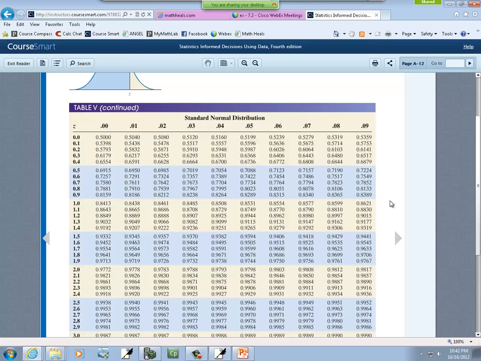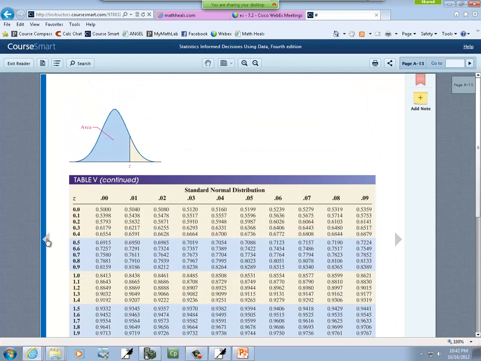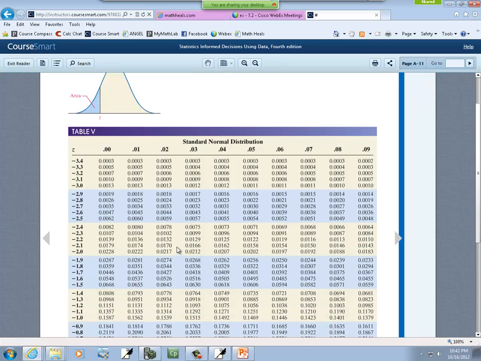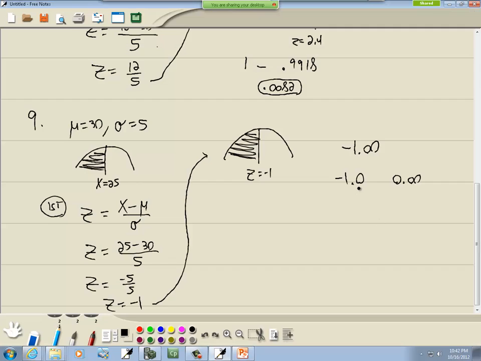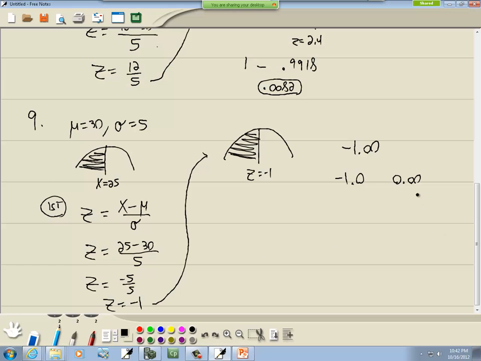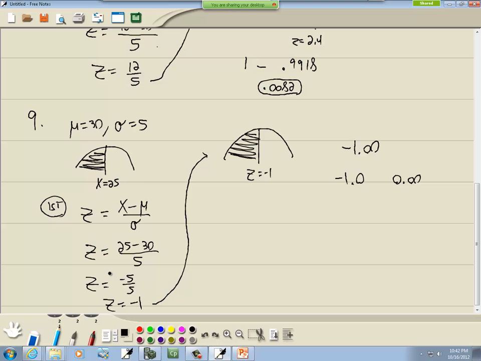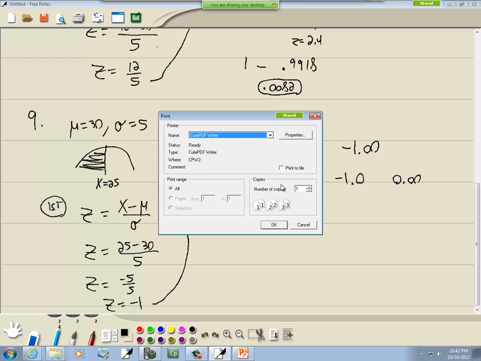Okay, so negative, turn to the next page, maybe not, turn to the previous page. Okay, there we go. So we're looking up negative 1.0, here's negative 1.0, and then the hundredths place is 0.00, which is this column. So negative 1.0 and the 0.00, I get 0.1587. And that's our answer. That's our probability. So let me save that.